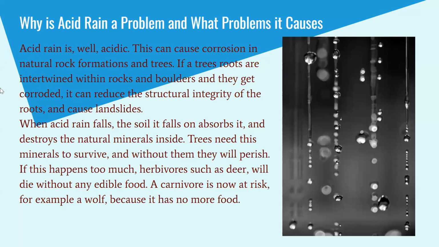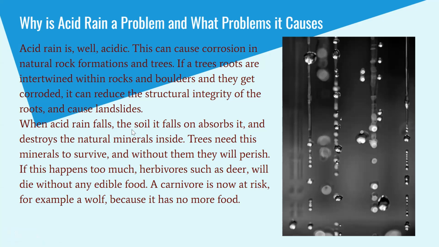Okay, so as we know, acid rain can cause problems for a lot of people. It can cause damage to buildings, to wildlife, to the environment. Now, acid rain is acidic, of course, and it causes corrosion in natural rock formations and trees. If a tree root is intertwined with rocks and boulders, and then the rocks get corroded, it can reduce the structural integrity of the roots, which can cause landslides.